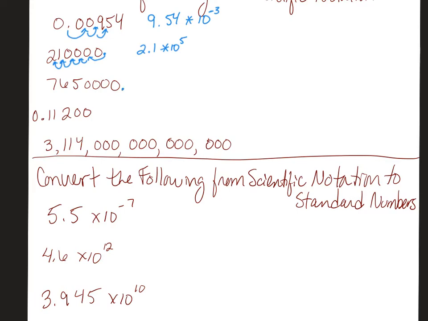Okay. So here we're starting with the decimal point right here. I'm going to move this over 1, 2, 3, 4, 5, 6 times. So that would mean it would be 7.65 times 10 to the 6. We said that was 6 times, right? 1, 2, 3, 4, 5, 6. Yes.